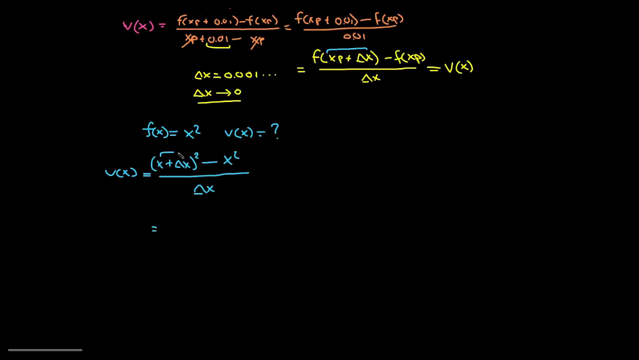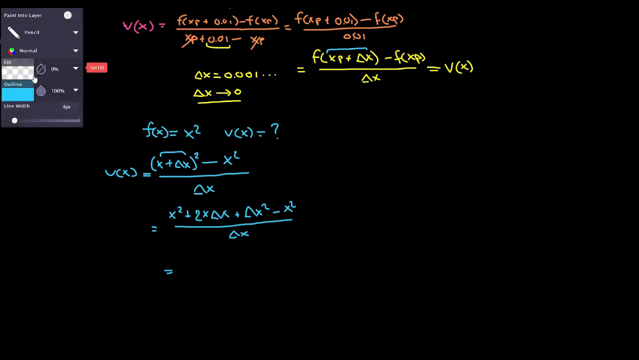I'll just expand this so that they become x squared, and we have 2 times this times that. 2 times x times delta x, and then you have delta x squared, and we still have to subtract x squared, all over delta x. And now, look what we have.